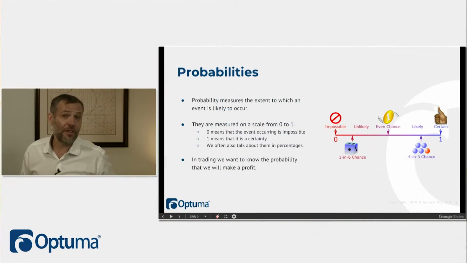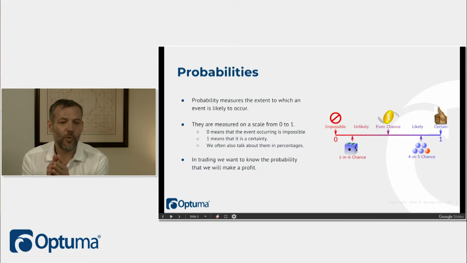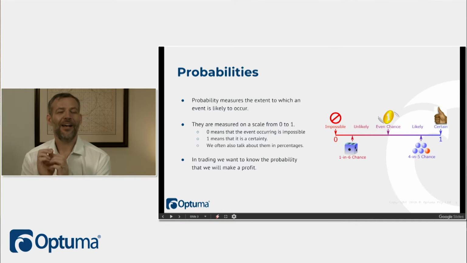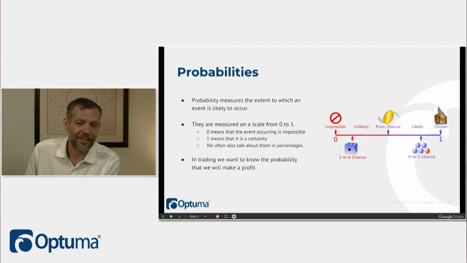All right, so the first thing that we have here is probabilities. Probability measures the extent to which an event is likely to occur. So if I flipped a coin, we know that I've got a 50-50 chance, unless of course the coin is weighted or something, but with a perfectly weighted coin, I've got a 50-50 chance of it being heads or tails.